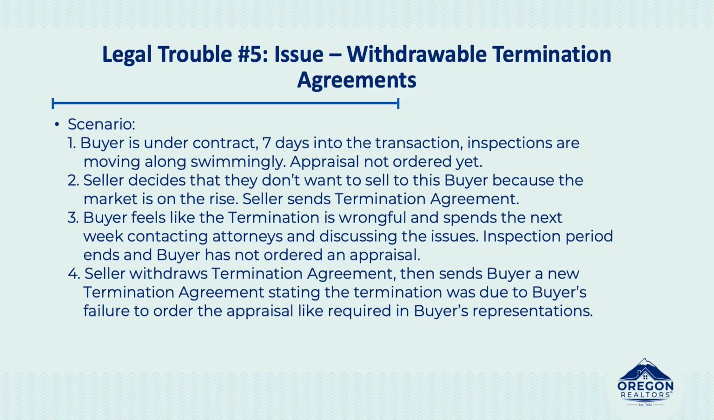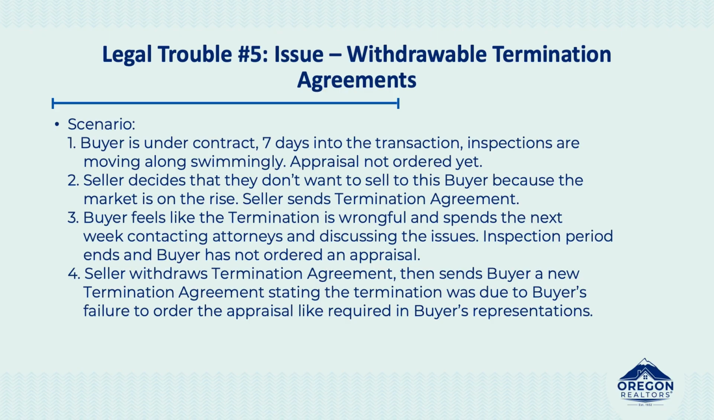The scenario would be as follows. The buyer's under contract. They're 7 days into their contract. They're doing their inspections. Everything's going swimmingly. The appraisal contingency says you got to order your appraisal the day after due diligence is over. So 1 day after inspections are done, order your appraisal. That's a buyer obligation. And the seller decides they don't want to sell to the buyer anymore. The market is improving. They could sell to somebody else for way more money. It's 2020 and the houses are just going for crazy amounts again.